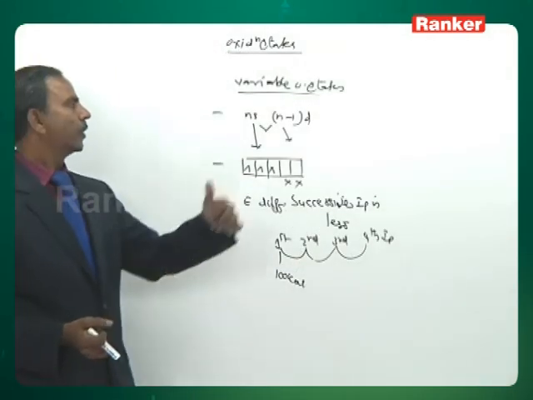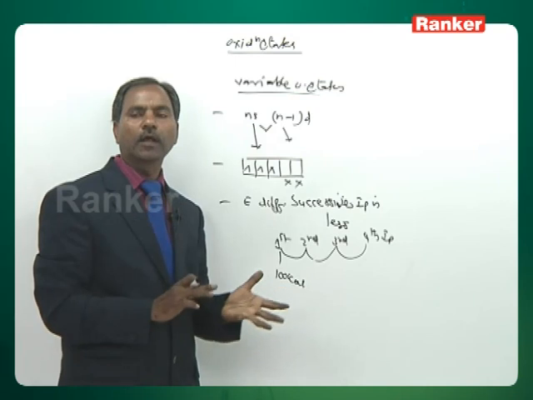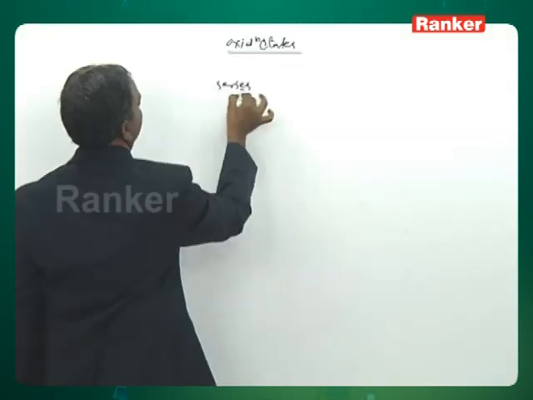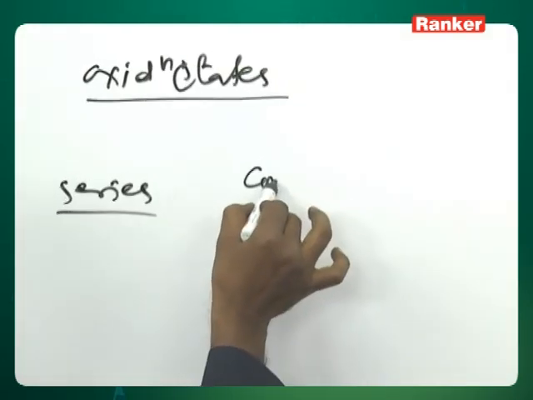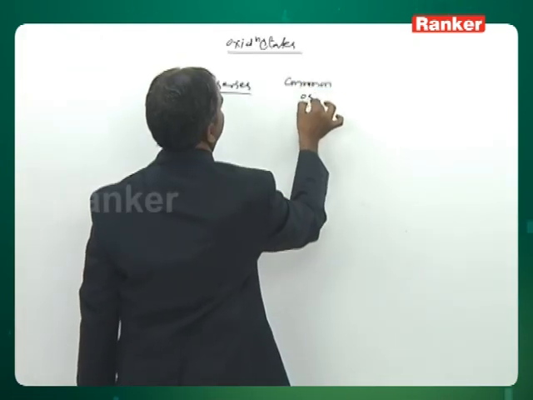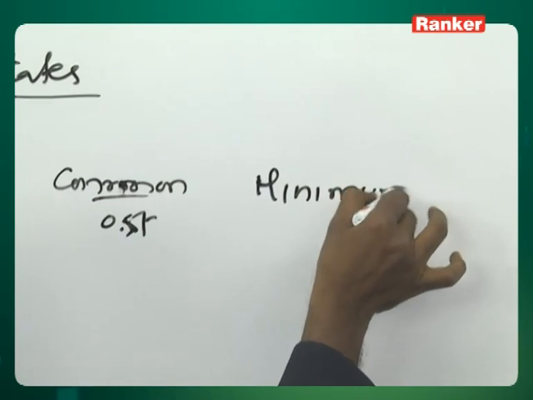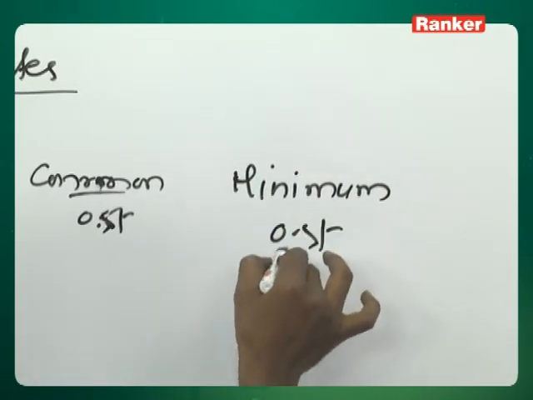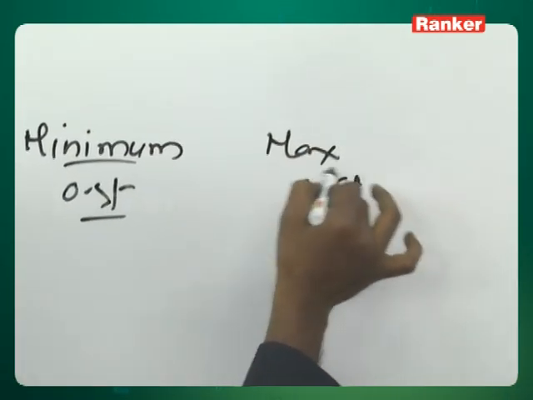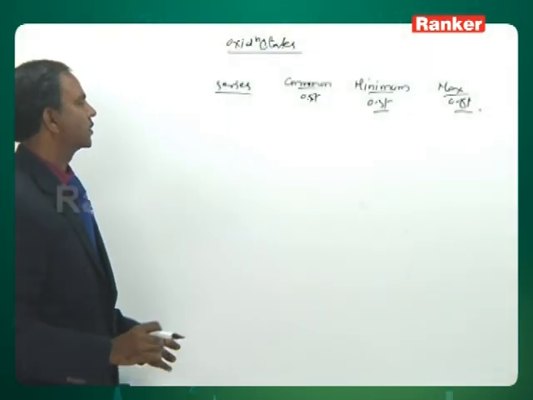Now, let me show, in each series, 3d, 4d and 5d, what the common oxidation state is, what the minimum oxidation state is, and what the maximum oxidation state is. Series, common oxidation state, minimum oxidation state, and maximum oxidation state.